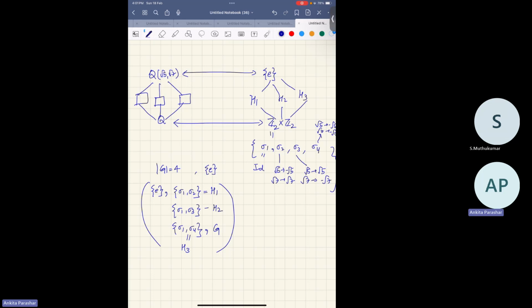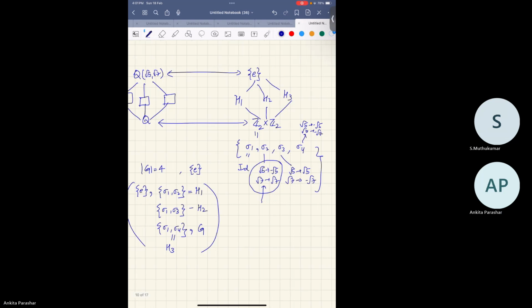Let's say corresponding to H1. H1 is this, sigma 1, sigma 2. What will it fix? Root 5, it will change. What will it fix? Root 7. What is the fixed field? Can you guess? So it does not fix root 5, but it fixes Q and root 7. So what is the fixed field?